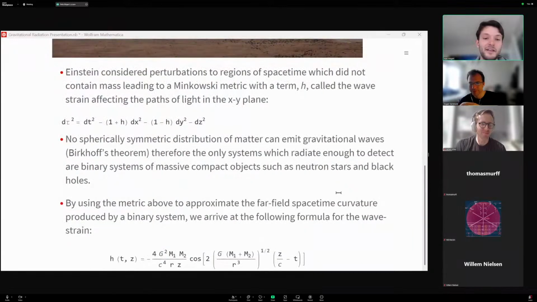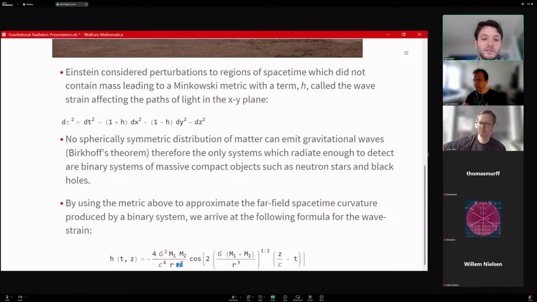Yeah, definitely. So just to finish up this page, after solving the field equations, we arrive at this form for the metric. So it's a traveling wave which decreases with the distance from the source, which we're calling the z direction here.